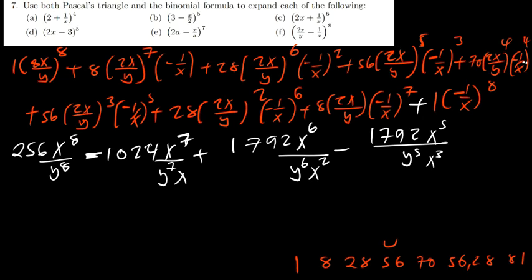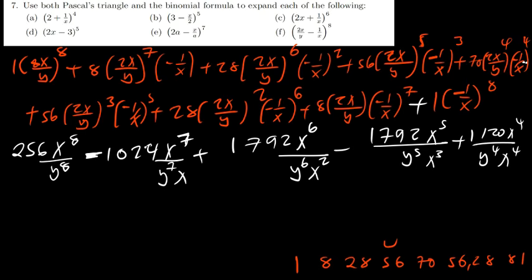Okay, then plus here I'll have 2 to the power 4. So it's going to be plus because it's to the power 4. So it will be 2 to the power 4, that is 16 times 70. So 1120 x to the power 4 divided by y to the power 4 and x to the power 4. Okay, I'll continue from here.